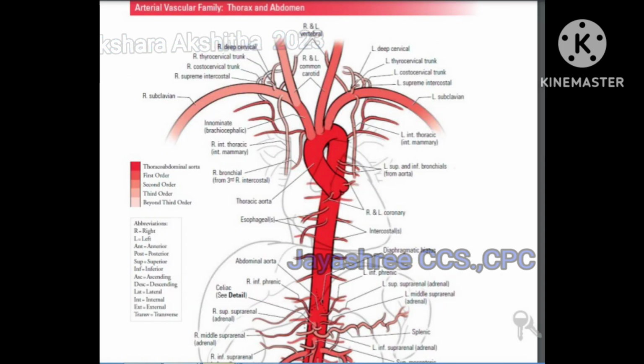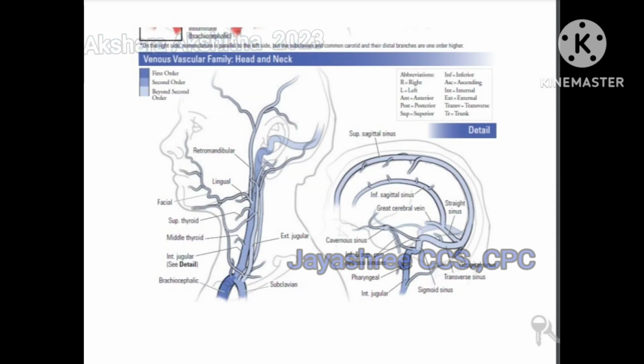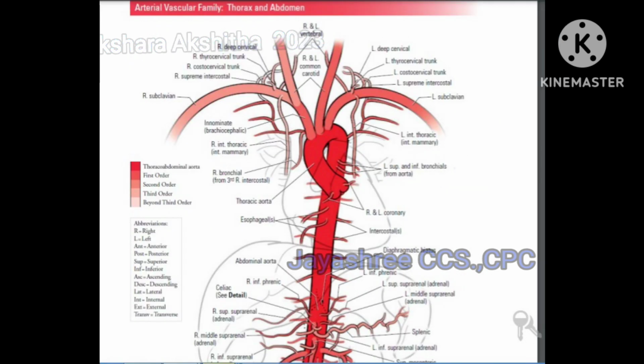So selective catheterization means the catheter moves from the aorta to any of the branches. You should know the definition: what is selective catheterization, and what is non-selective catheterization. Then only you will get the correct CPT code.